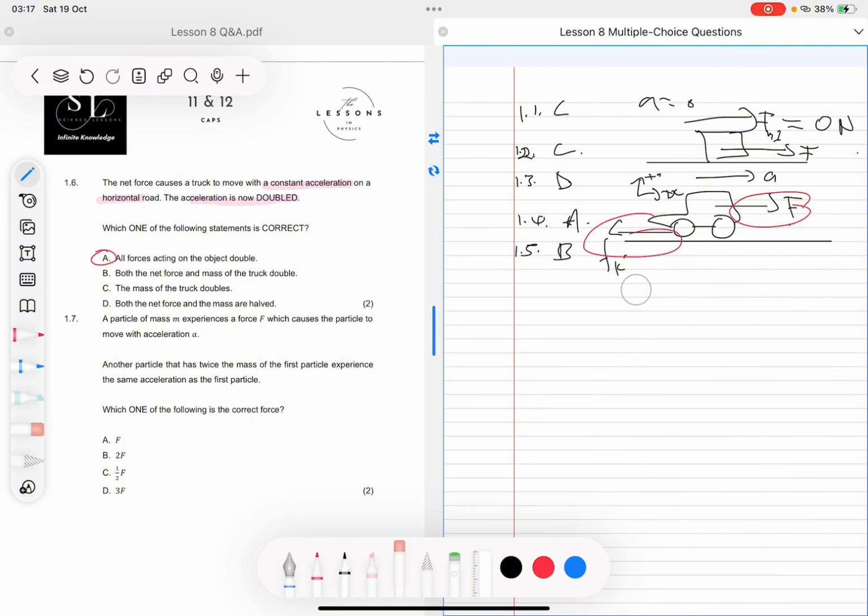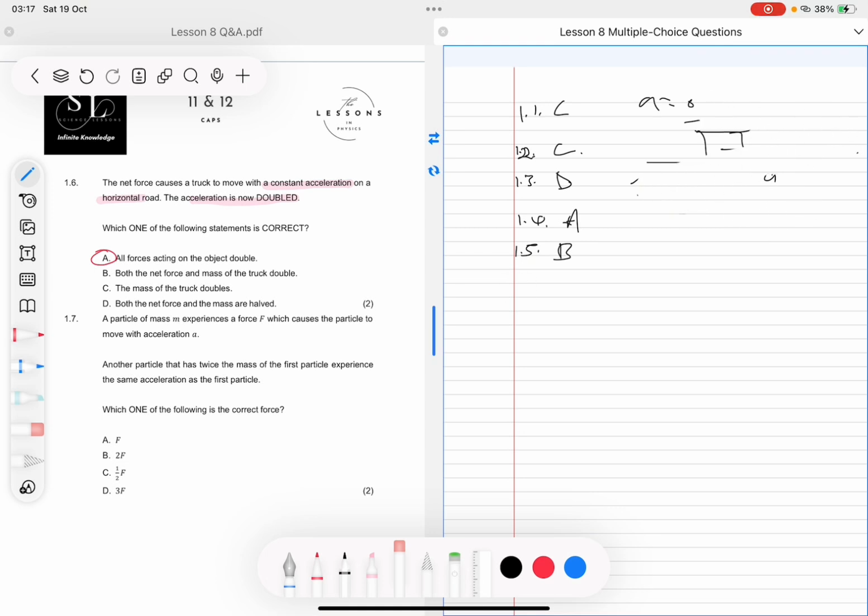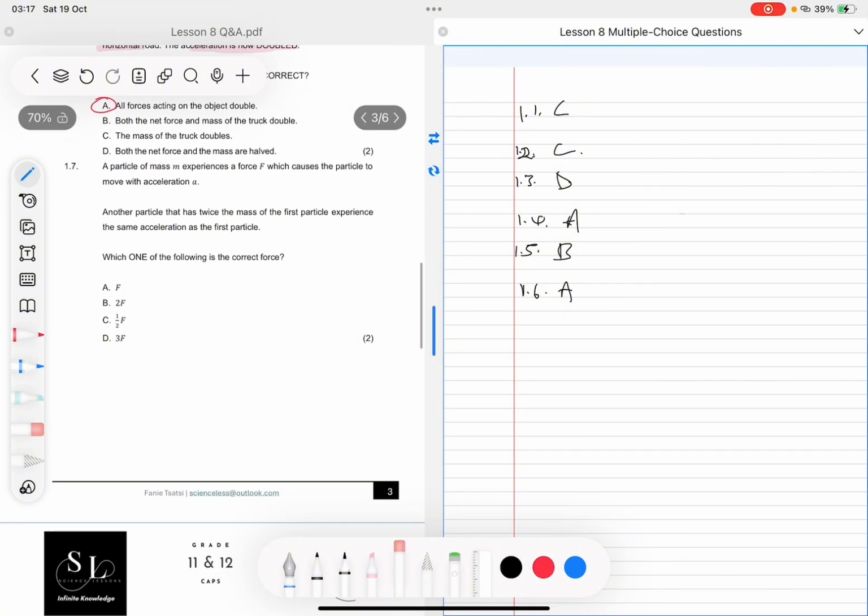Let me erase here so that I can write our answer. So 1.6, our answer is A. Now we move on to 1.7. We say here a particle of mass m experiences a force F which causes the particle to move with acceleration a.